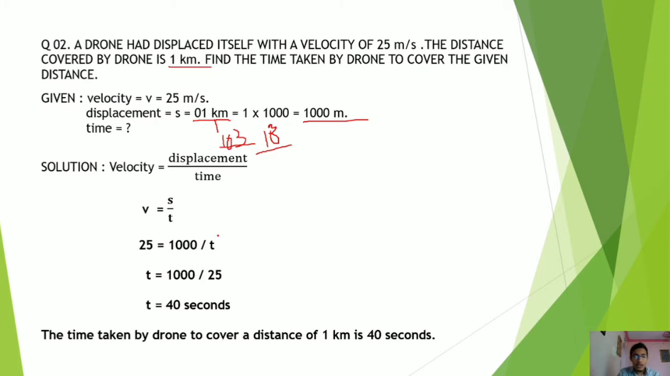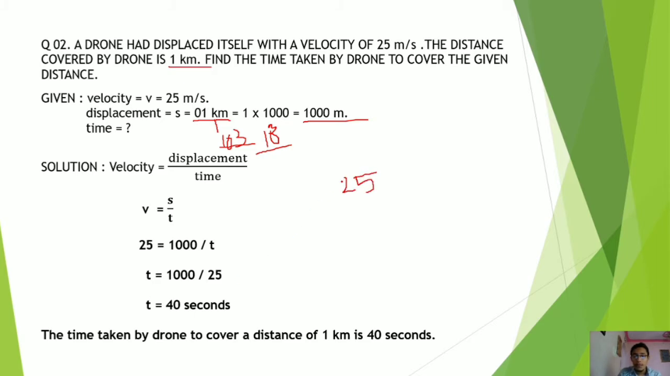Now we have to find time. This t is dividing in the right hand side. If we take this t to the left hand side, it is going to multiply, so t into 25 it will be. And this 25 which is multiplying will come and divide over here. So 25 will take the place of t and t will take the place of 25. So t equal to 1000 upon 25.